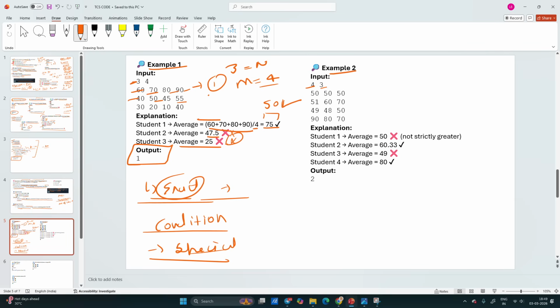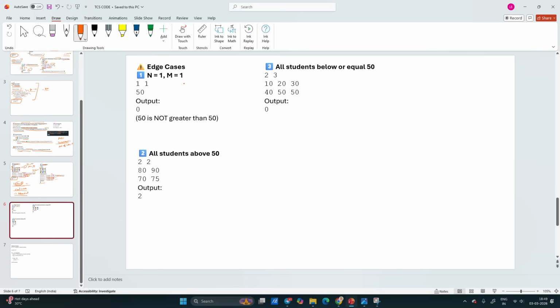Example number 2: 4 and 3. Okay, 4 students are there and 3 subjects are there. So 50 plus 50 plus 50, average 50, not strictly greater. Average is equal to 60.3, yes. 49 to 80, right? So output will be 2. These are the edge cases.